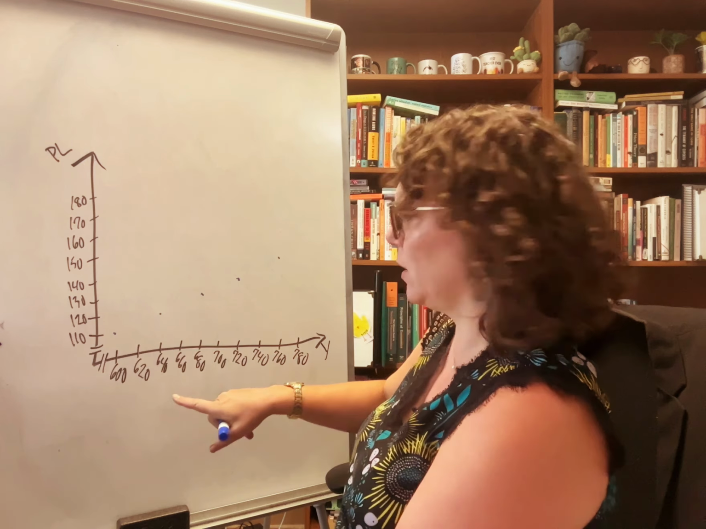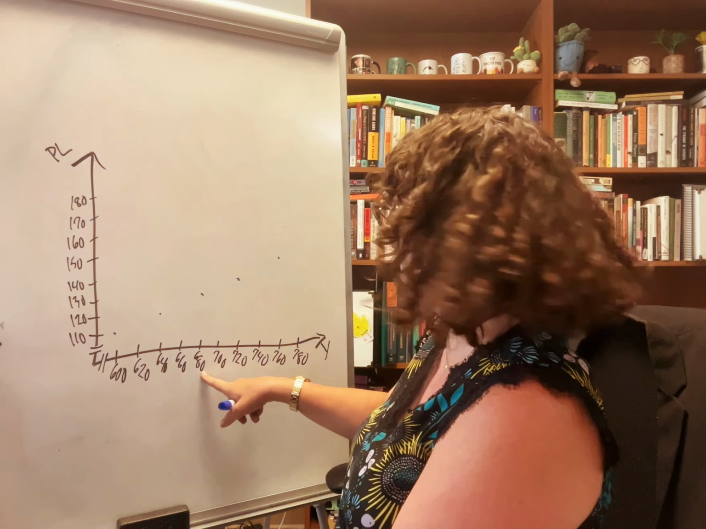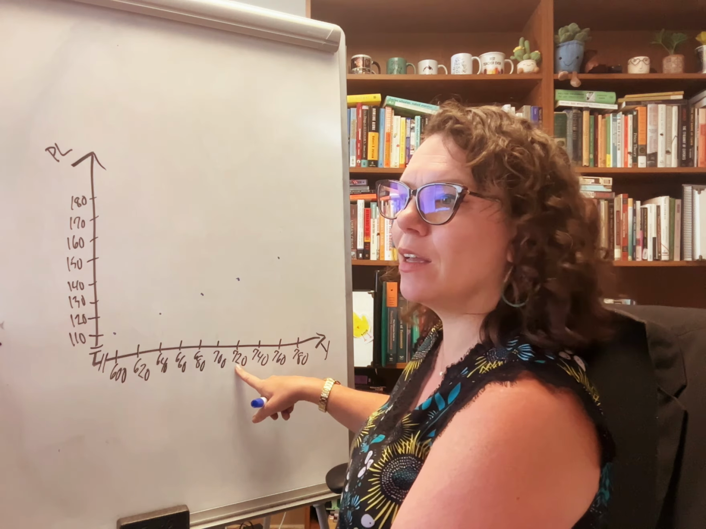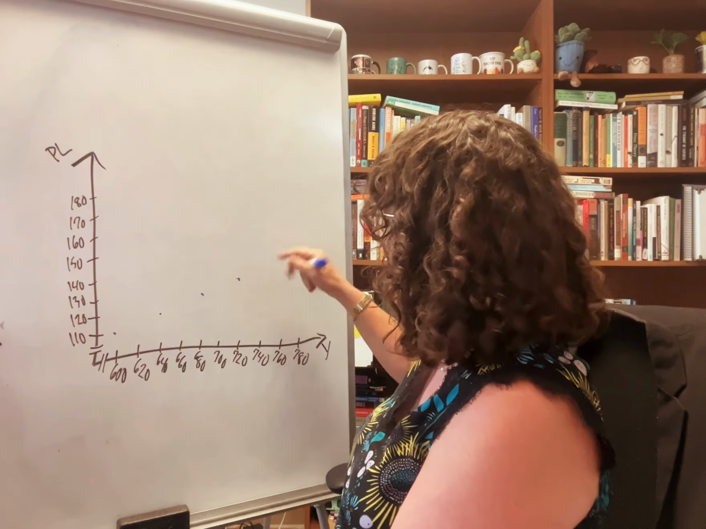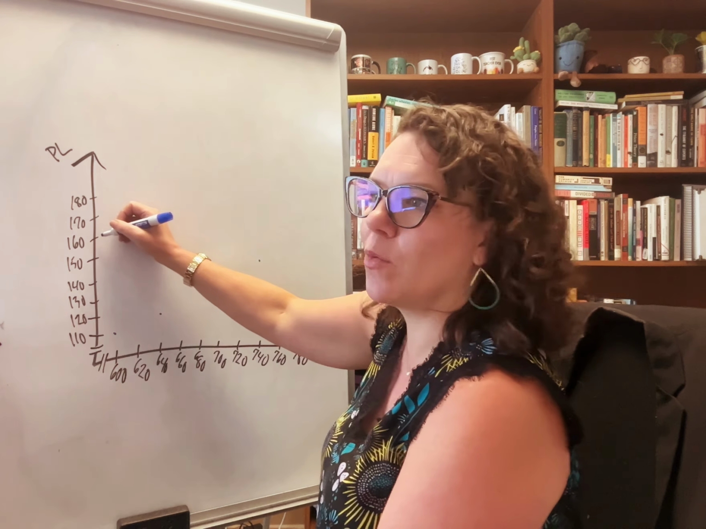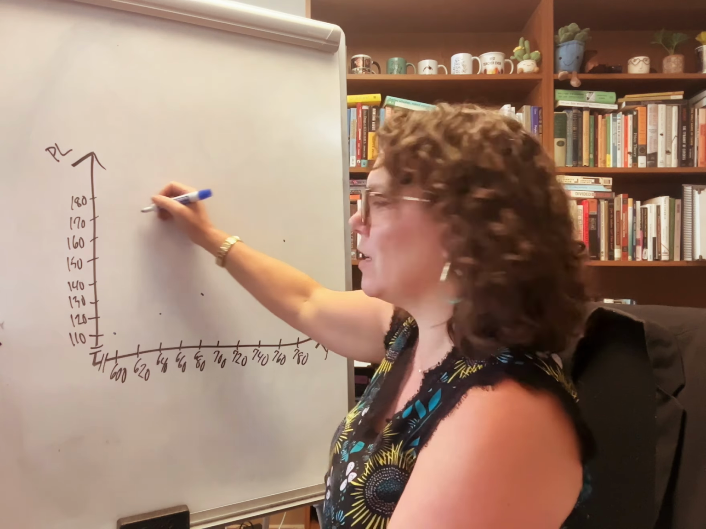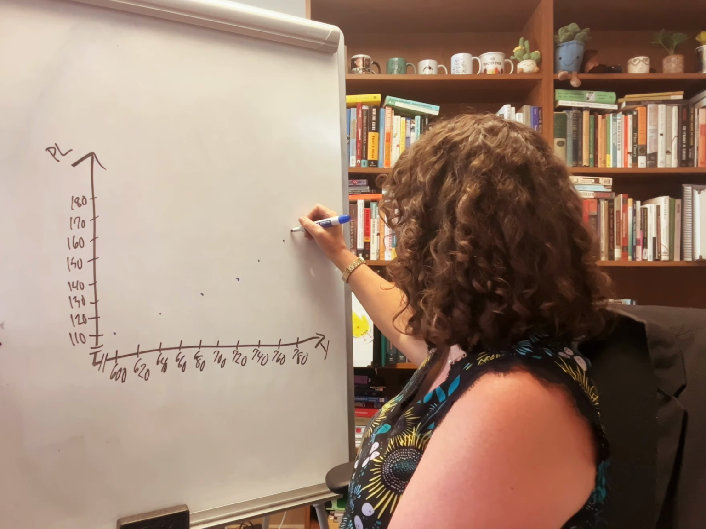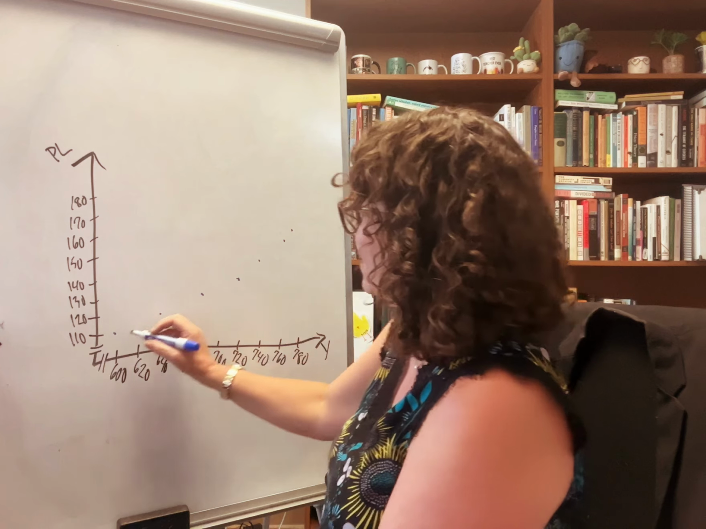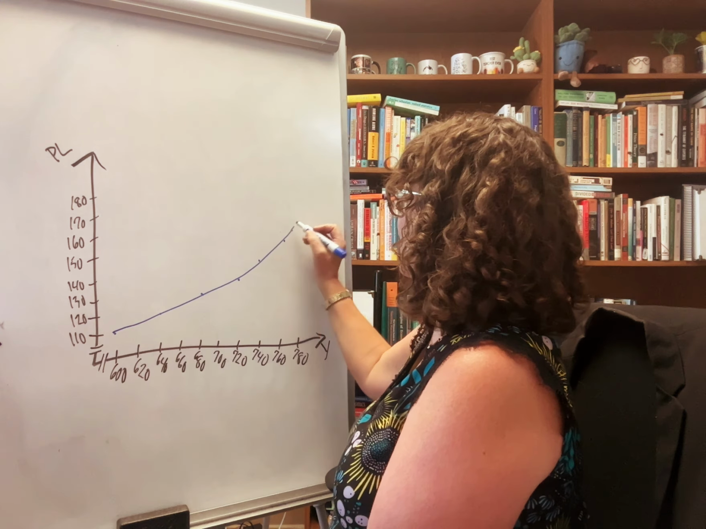Where'd I go? I lost it. 640, 680, 720. And then it starts to slow down, 740. And then at 160, it's just to 760. And then at 170, it's even closer. It's at 770.